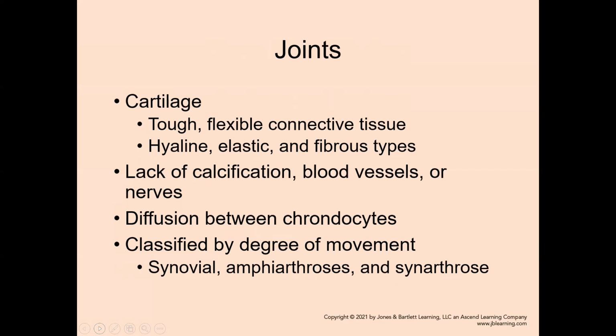Joints are basically made up of cartilage. They're interesting because they have no blood supply or nerves. They are a tough connective type tissue, and there are three types. Hyaline is the most common, and it is also the weakest, and it is found on weight-bearing joints, long bones, and the ribs. The diffusion between the chondrocytes allows for exchange of nutrients and waste, and that's part of the covering of the joints.